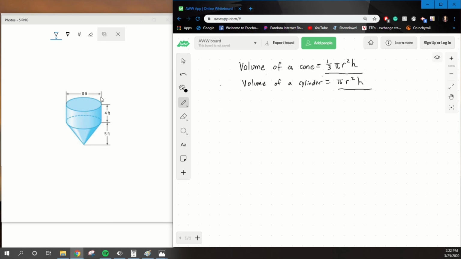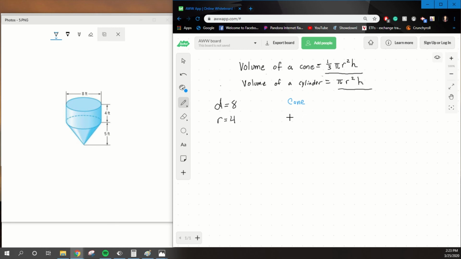Again, they've given us the diameter. The diameter is 8, so that means our radius has to be 4, because the radius is half of our diameter. So now I can plug these in. Let's do the cone in blue. I'm going to do my cone first. Our cone's height is 5 here, not 9, because it's not the total height. I'm only looking at the cone aspect.